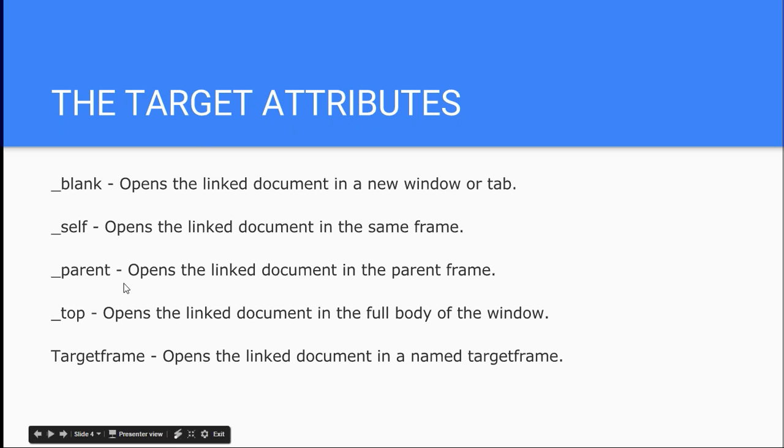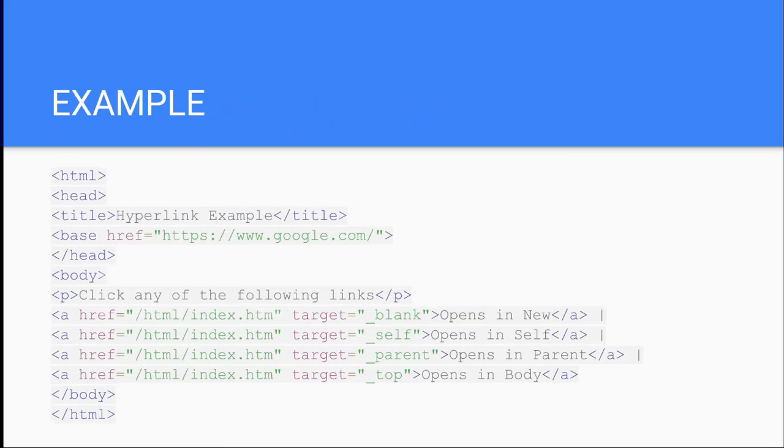If you mention _parent, it opens the linked document in the parent frame. If you use _top, it opens the linked document in the full body of the window. And the last attribute is target frame, which opens the linked document in a named target frame. So let us try all these target attributes in an example. Let's have a look at this.